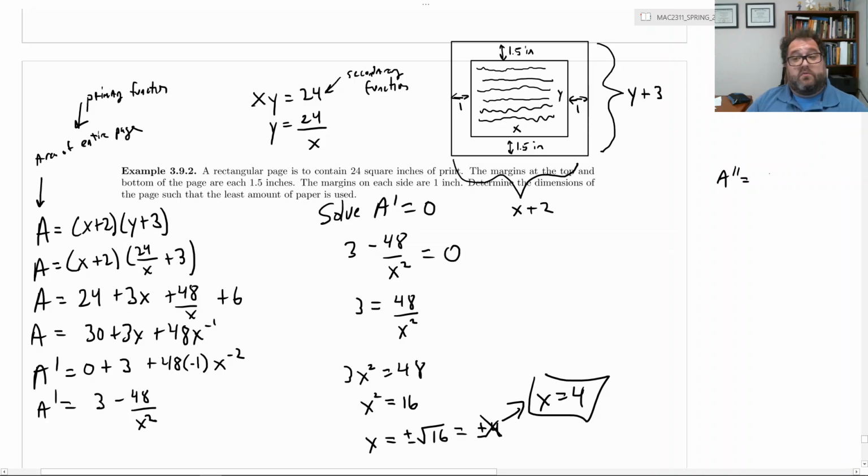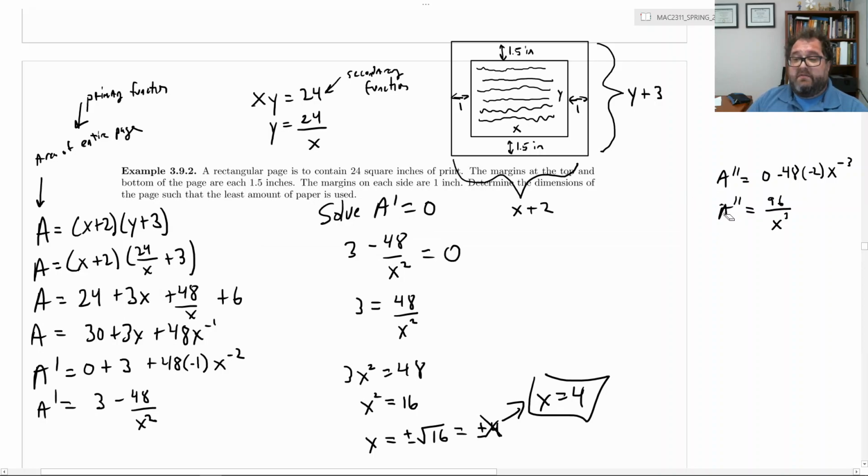So the derivative of 3 is 0. Now we want to differentiate, so we have negative 48 times x to the negative 2. Using the power rule, it's negative 2 times x to the negative 3 power. So A double prime is what? Negative 48 times negative 2, that is 96 over x cubed. So that's the second derivative, A double prime.